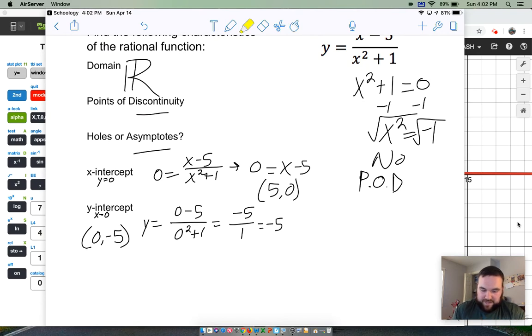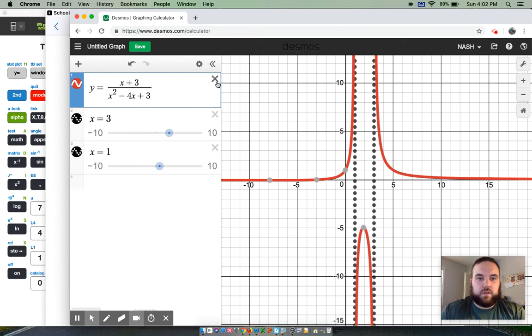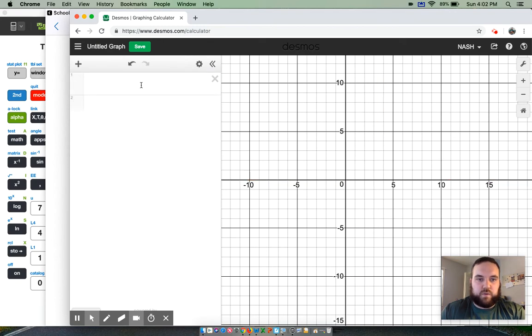So really this one's not as exciting because there were no points of discontinuity or holes or asymptotes, but we do have an x-intercept of (5, 0) and a y-intercept of (0, -5). Again, I'm just going to show you some of these different crazier graphs, just so we can see what all these things look like.